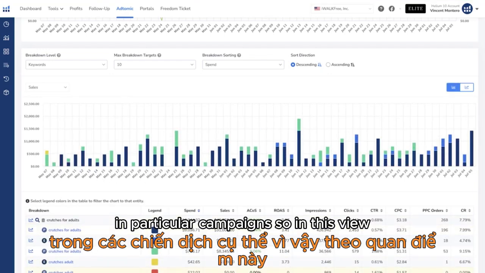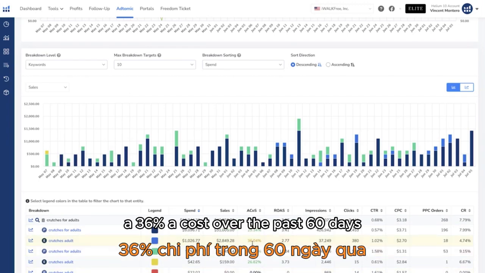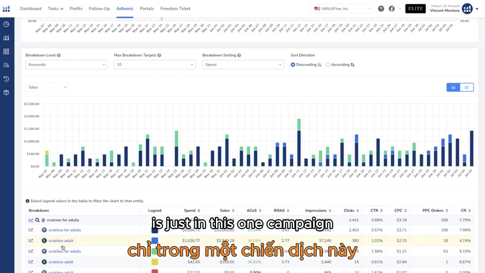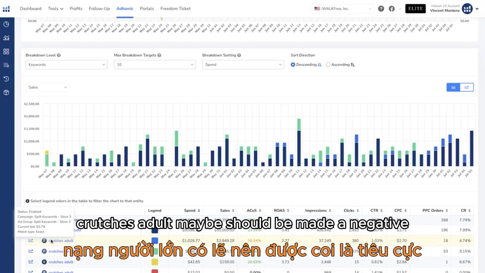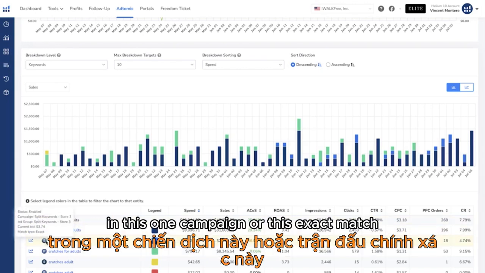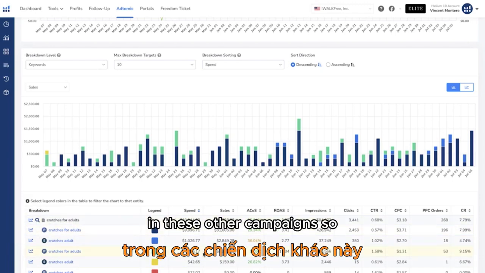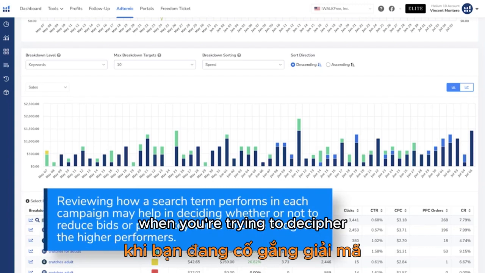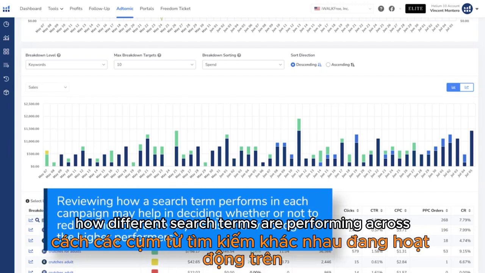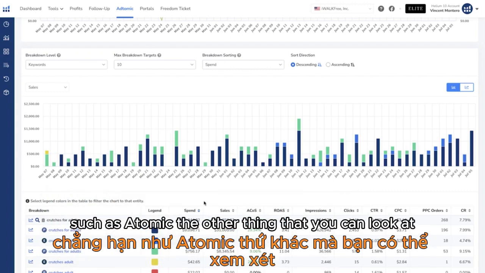So in this view, we can see really the only one that it's not doing well, and it's not even that bad, at 36% ACOS over the past 60 days, is just in this one campaign. So we might say crutches adult maybe should be made a negative, crutches for adults should be made negative in this one campaign, or this exact match crutches adult keyword may be paused because it is actually performing better in these other campaigns. So having access to this data is really important when you're trying to decipher how different search terms are performing across your entire account. And this view is something that is really only available in third-party tools such as Atomic.